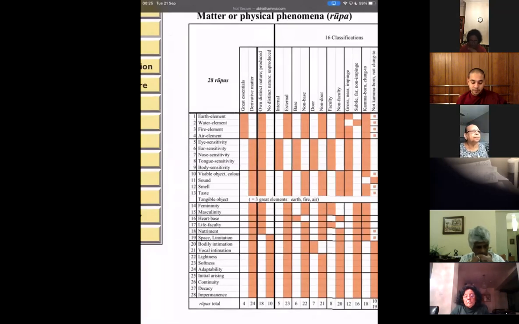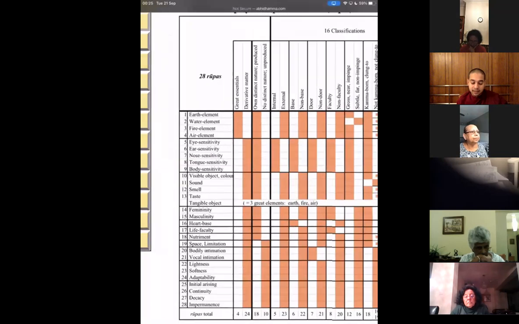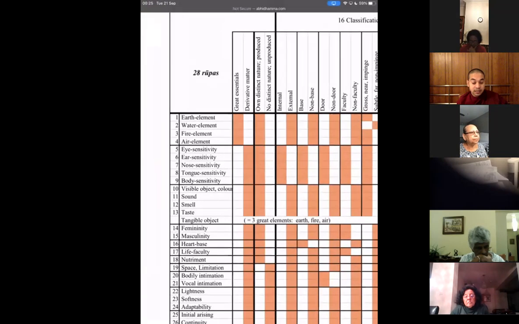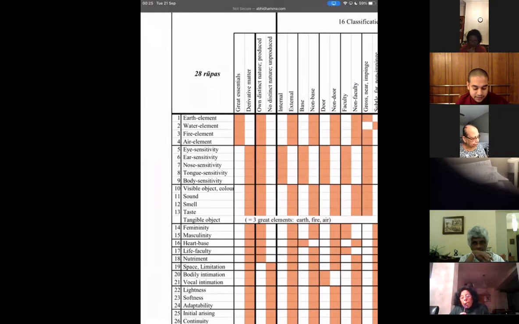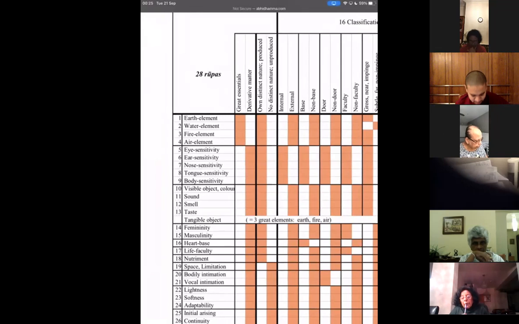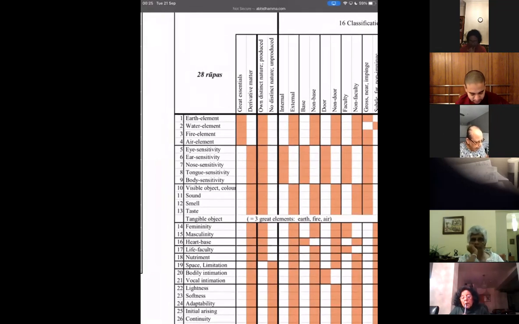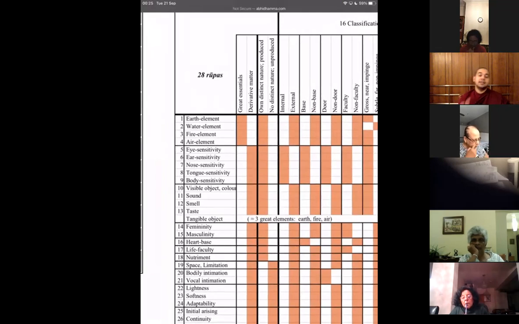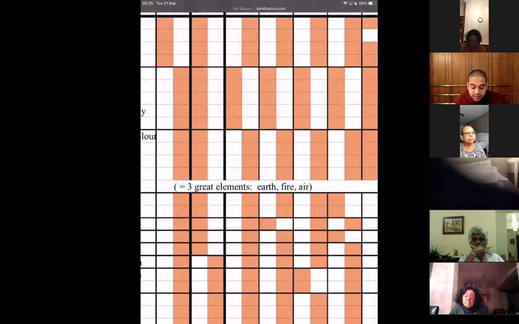Now we have the eye faculty. If it is eye sensitivity arising, none of the other faculties will be arising. So if it's the eye faculty that's arising, that takes precedence over all others. The rupas that are able to take precedence over the rest, right? When you are seeing, that is what you are doing. That is your focus. Why is Jivita Indriya here?